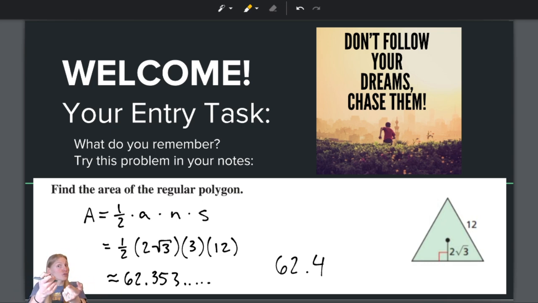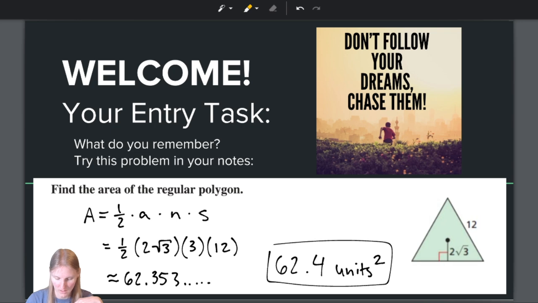What are our units? They didn't give us units, so we just write units. But are these one-dimensional units? Are these two-dimensional units? These are two-dimensional units. These are square units. Anytime we're talking about area, we are talking about 2 dimensions, square units. Fantastic. Alrighty. All right, and that was a good review of the last lesson.